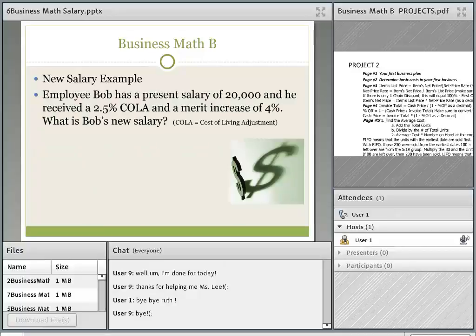Okay, here's your example. Now you're going to want to write this down, so make sure you get some paper and pencil. There are several of these problems within your lesson that you'll be working on like these. Employee Bob has a present salary of $20,000. He received a 2.5% cost of living adjustment and a merit increase of 4%. What is Bob's new salary?